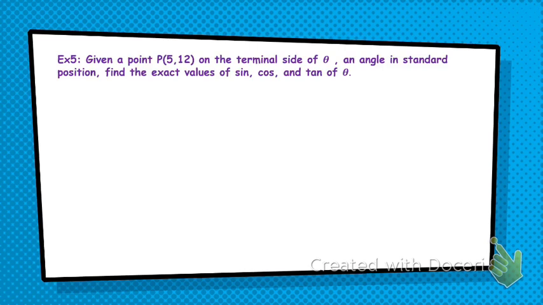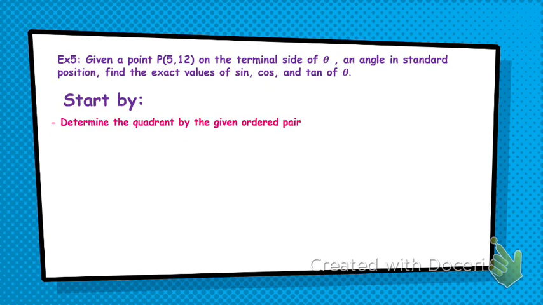Okay, so here we are given a point on the terminal side of theta, an angle in standard position. Find the exact value of sine, cosine, and tangent of theta. So all we're going to do is simply write out that SOHCAHTOA using these values. So I'm going to start by determining the quadrant by the ordered pair. If you were to plot this point on a graph, where would that exist? That should exist in the first quadrant.